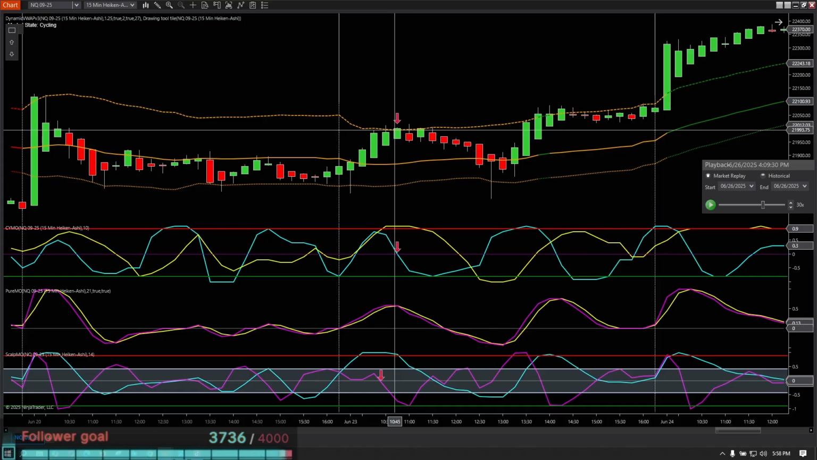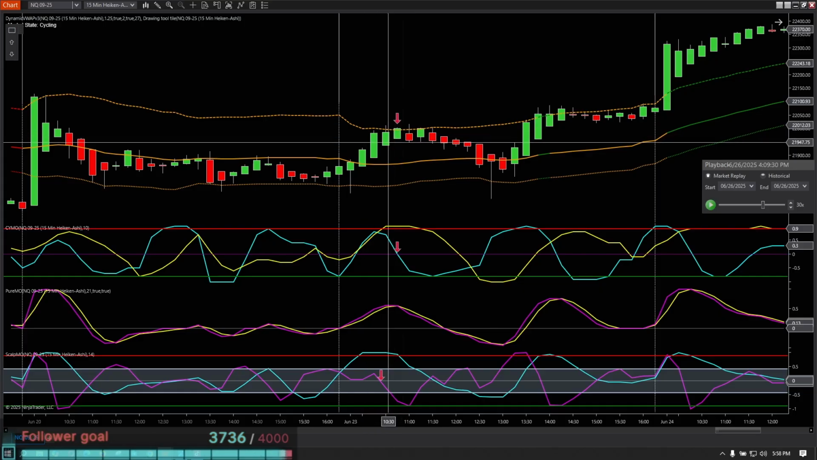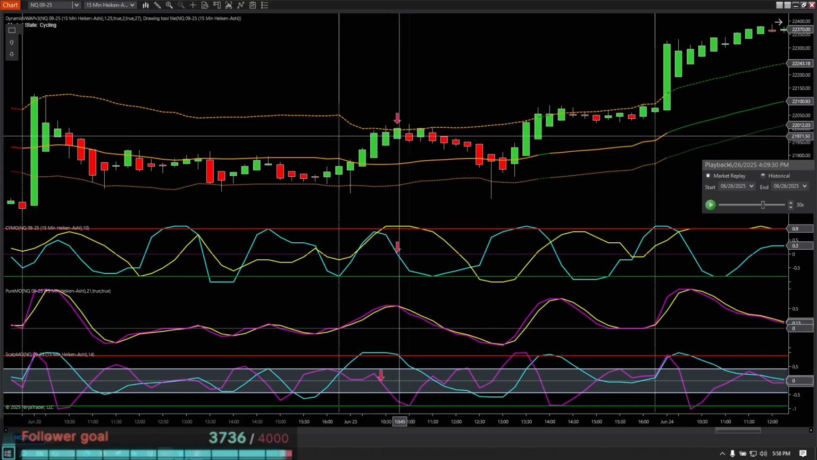Would you take a long? Or would it cause you to pause and think before taking a long? And that's exactly what the system is designed to do, guys. It's designed to help you see exactly what market structure is doing so you can go back to your 2-minute chart and execute with confidence, okay?